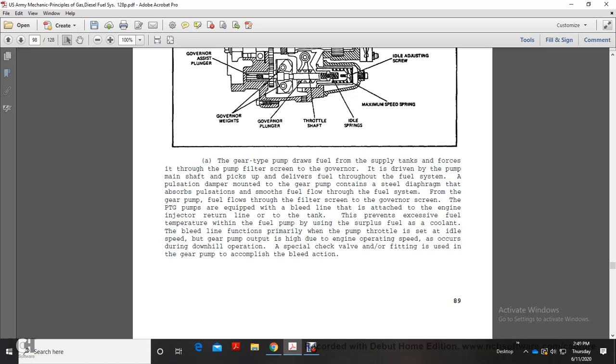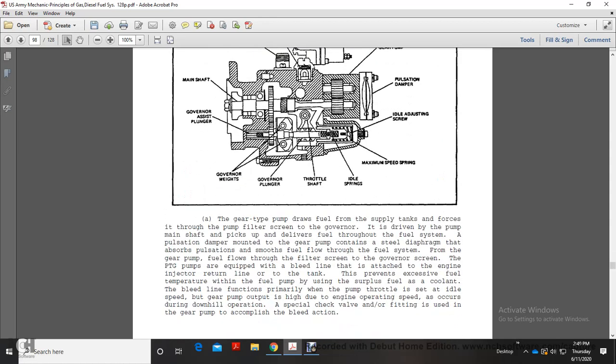The main shaft picks up and delivers the fuel through the fuel system. A pulsation damper mounted with the gear pump contains a sealed diaphragm that absorbs the pulsation and smooths the fuel flow through the fuel system from the gear pump. The fuel then flows through the filter screen to the governor.